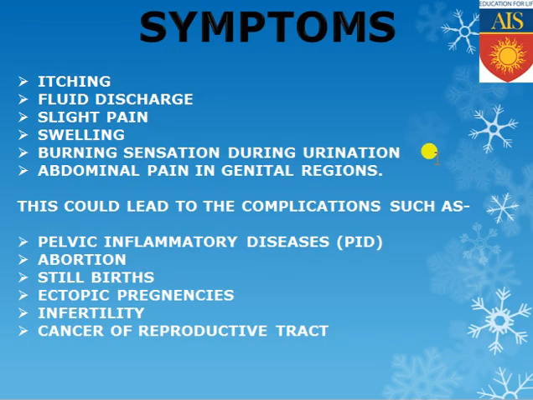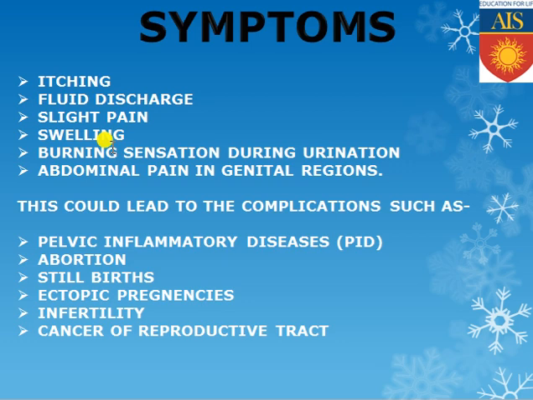Now we will be discussing their symptoms, whatever the symptoms are commonly found in case of sexually transmitted diseases. There are various symptoms which are commonly found. First one, itching in the internal reproductive organs. Fluid will be discharged through the male or female external genitalia. Slight pain will be there inside the reproductive tract or reproductive organ. Swelling can get created also. Burning sensation can be felt during urination, and abdominal pain will be created specifically in the genital regions. So these are the most common symptoms found in case of these sexually transmitted diseases.